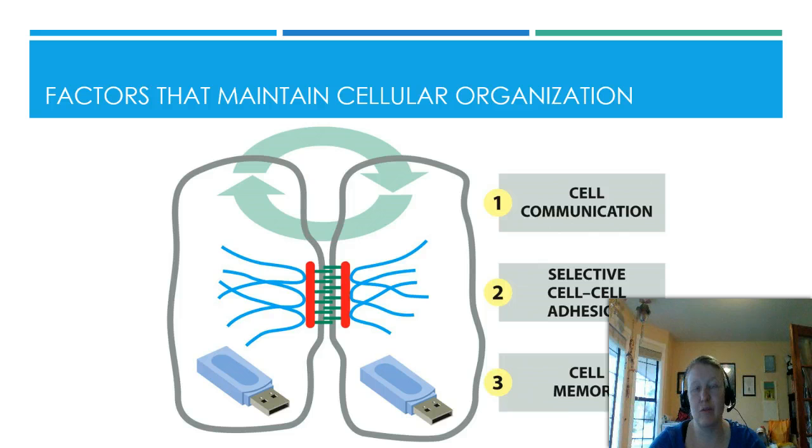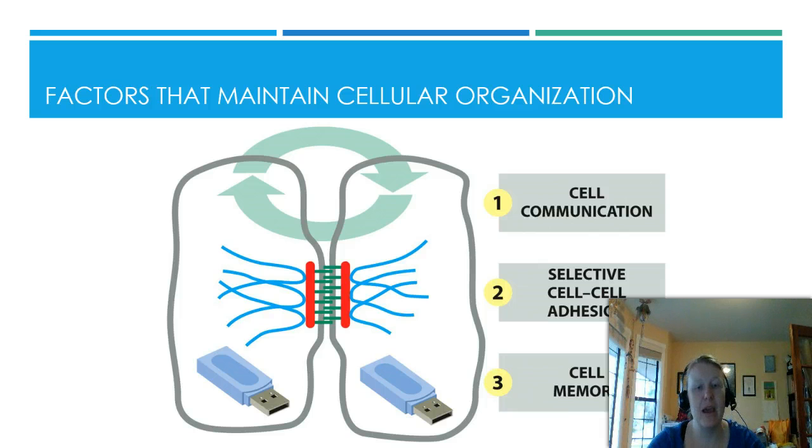The first is cell communication. We've talked about this a lot, where signaling between cells will help maintain the function and the events that are occurring within the cell. Then we also have selective cell-to-cell adhesion, and this helps keep the cells together because the cells like to bind to similar junctions and similar structures. That helps ensure that new cells will bind to their neighbors and continue to form the tissue that we've been talking about.